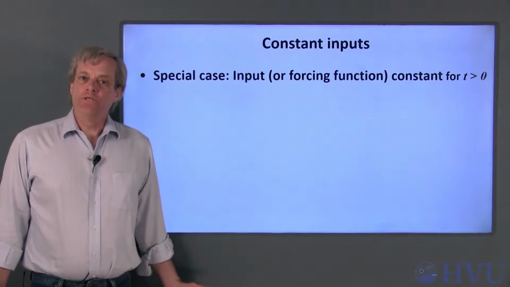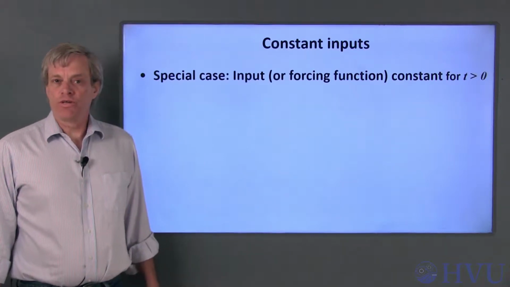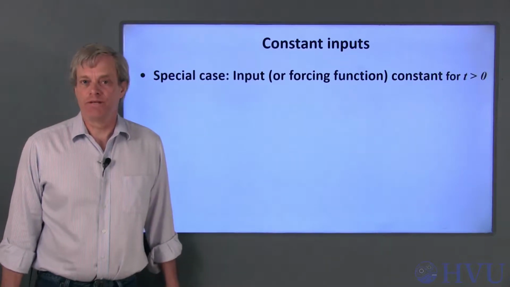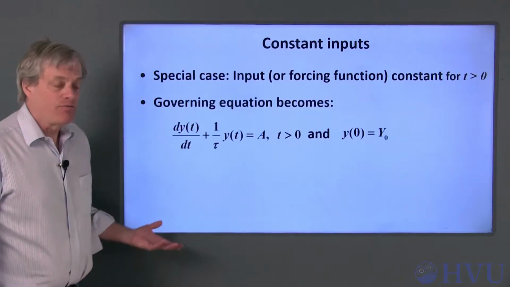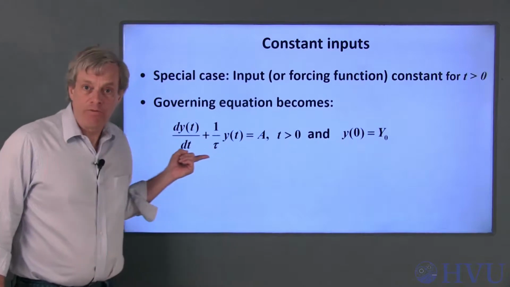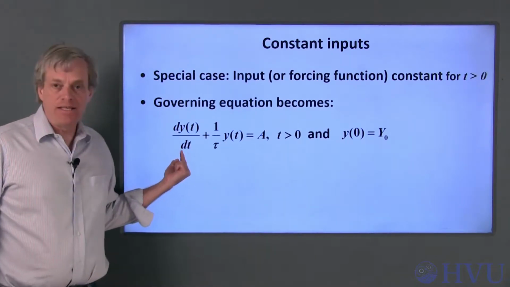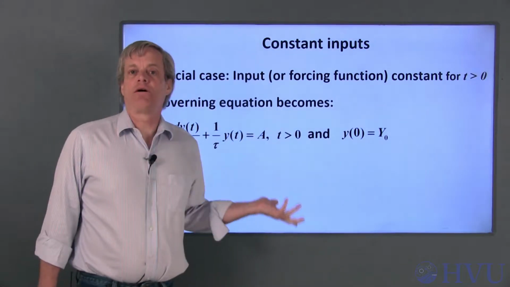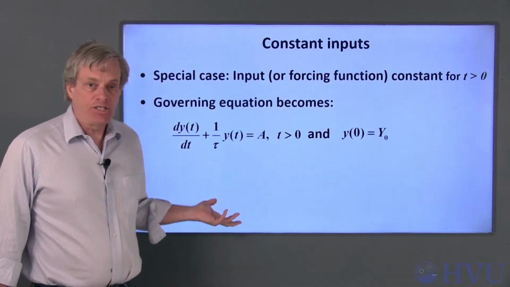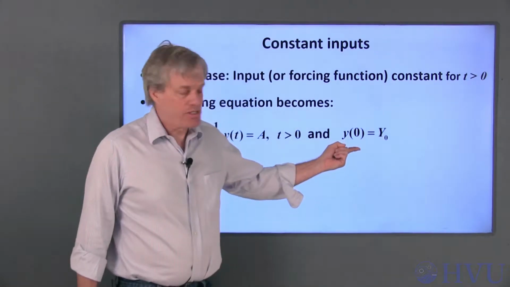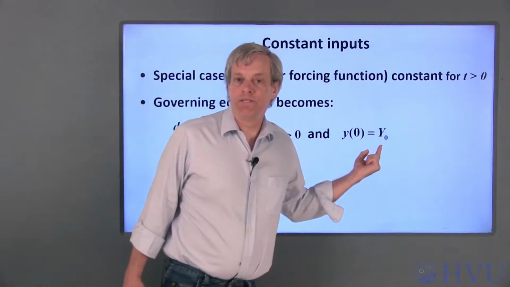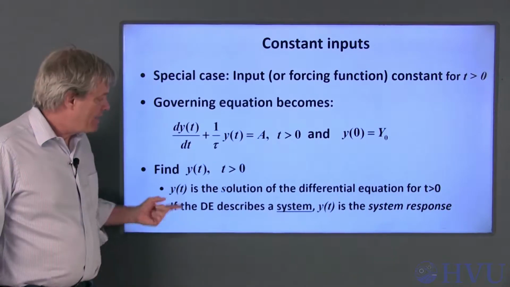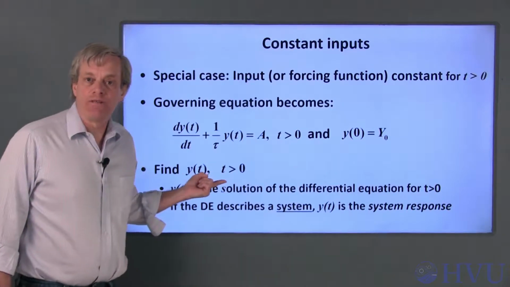For now, I'm only going to look at the solution to first-order differential equations if the forcing function is a constant for times greater than 0. In this case, the form of the differential equation for time greater than 0 is dy by dt plus 1 over tau times y is equal to some number, which I'll call a. The initial condition is that y at time t equals 0 is some number y sub 0. Our goal is to solve the differential equation to find y of t for times greater than 0.